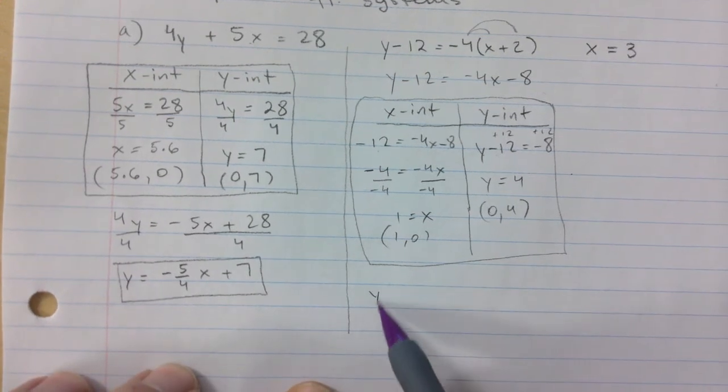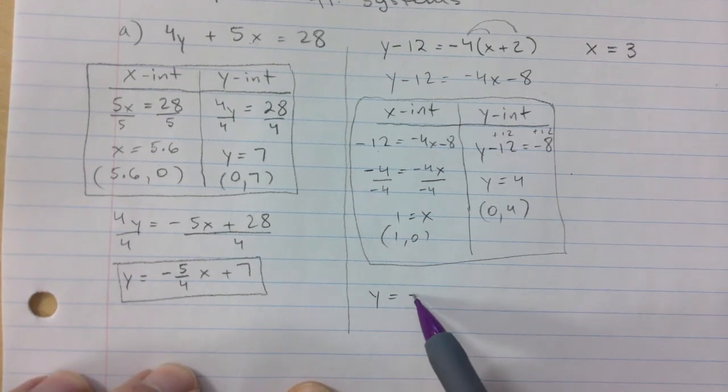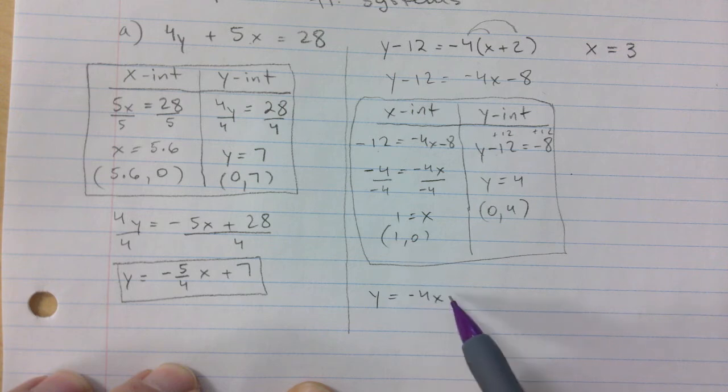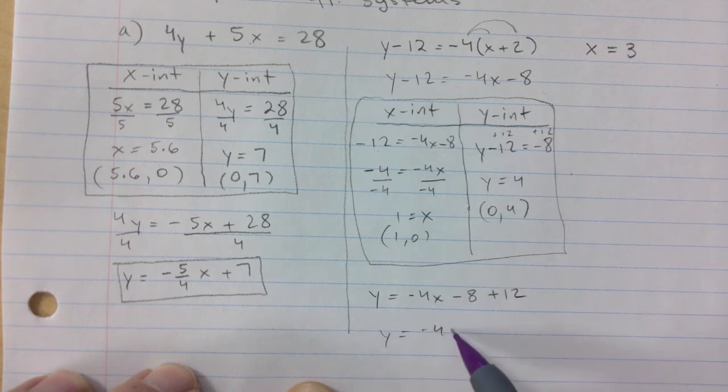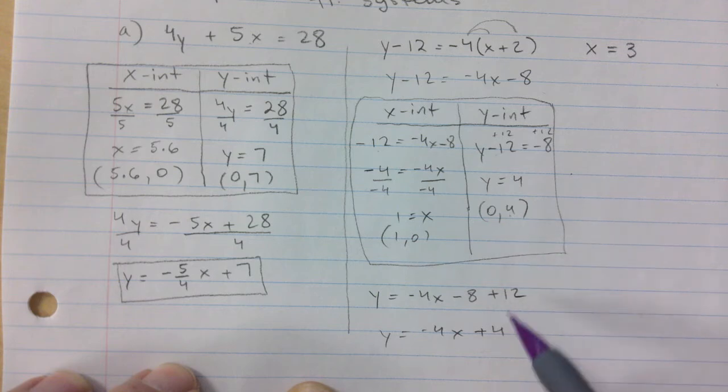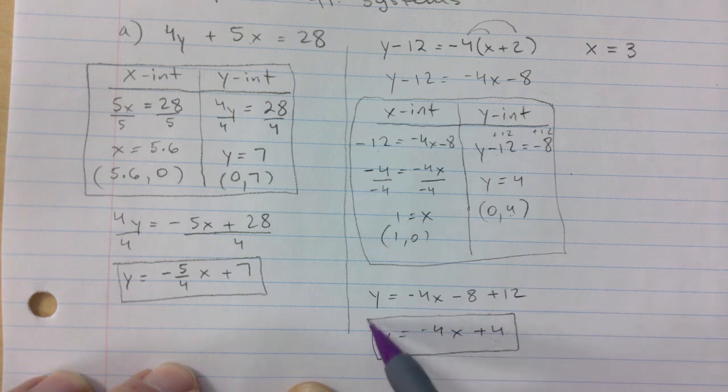Rewriting it down here, all you have to do really is bring the negative 12 over. So I'm going to show you that that's what's happening. And then it's negative 4x plus 4, which I expect, right? I expect my y-intercept to be 4. So just make sure it pans out there.